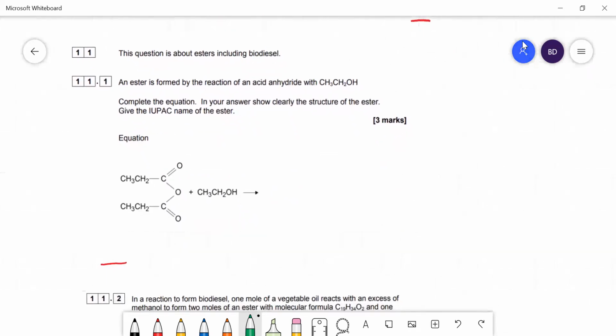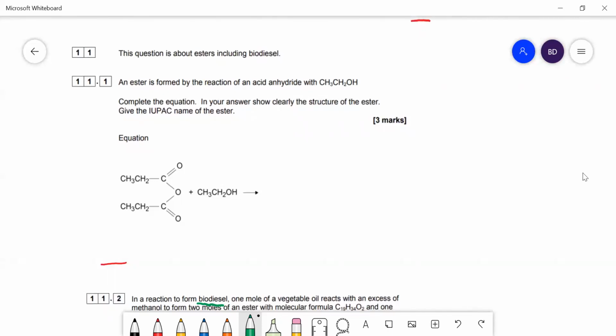Question about esters, including biodiesel. So this is about triglycerides, and these questions are always badly answered, because when you're revising this topic, you've got to sit down and draw some of these triglycerides. They look quite complicated. They're not as complicated as they look. Sorry, that comes on to the next bit, biodiesel, but nevertheless, it's true. So draw a few triglycerides.